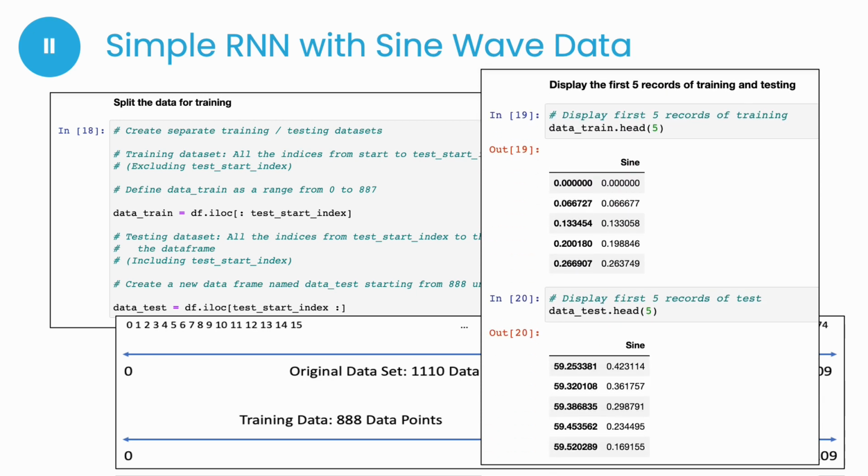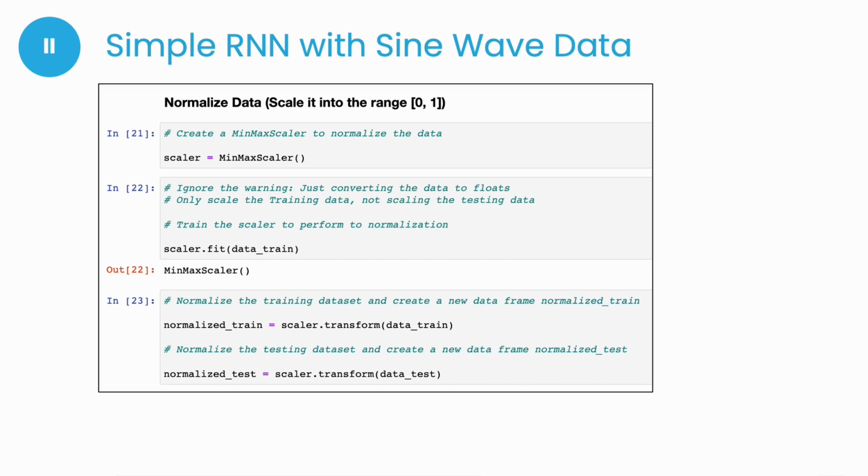Then I displayed the first 5 records for training and testing. Then I normalized the data to scale it into the range 0 and 1. I created the min-max scaler and then trained the scaler to perform a normalization.